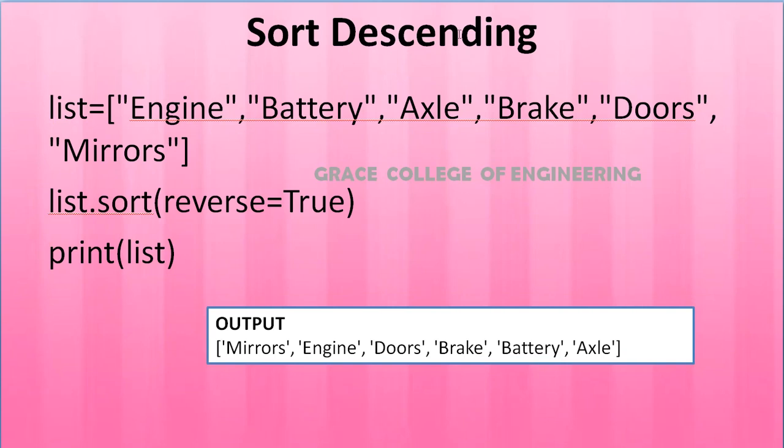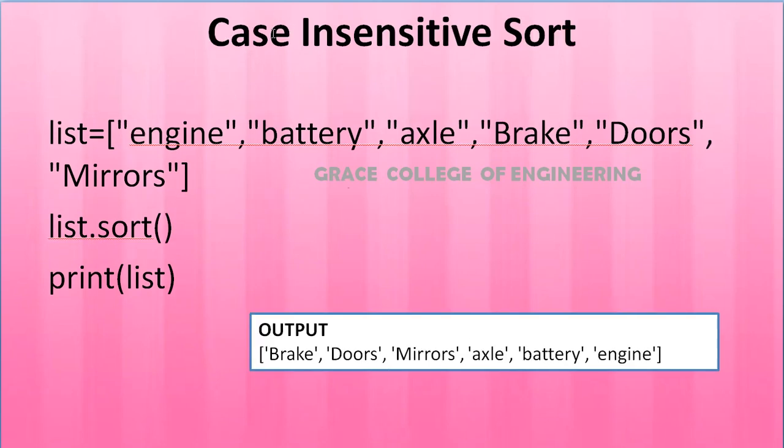The next, sort descending. In the descending order it will be sorted. So list.sort with reverse equal to true. Reverse means mirrors, engine, doors, brake, battery and axle. In the reverse order it will be sorted. Then case insensitive sort. If you want to do it this way, you can use the sort method. So the capital letters will be taken first: Brake, doors, mirrors, and then only the small letters, the starting character will be taken.